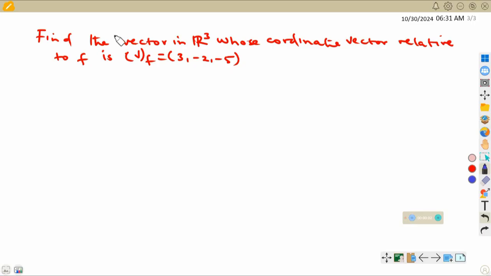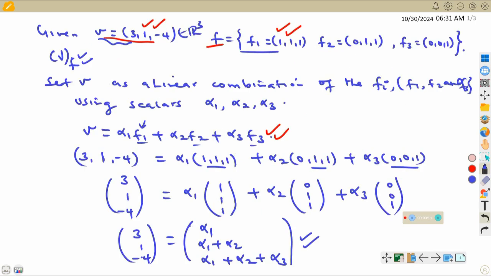Now let us look at the case where the question is set in the other way around. In our previous example, we were talking about getting the coordinate vector, which is v relative to the basis f. But now, suppose you are given v relative to this basis f containing vectors f1, f2, and f3, and we are required to get the vector v. So you are required to get v when you are given the coordinate vector and the same basis. Now, how do we get that?